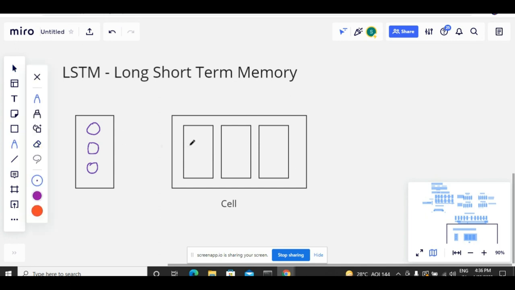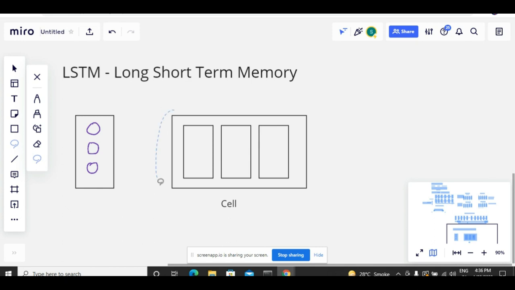So the first gate is the input gate. This one is the forget gate. And this one is the output gate. Now, don't worry, I will explain the functionalities of each and every gate. But you just remember that each and every gate is a neural network. So this is an input gate, forget gate, and the output gate.